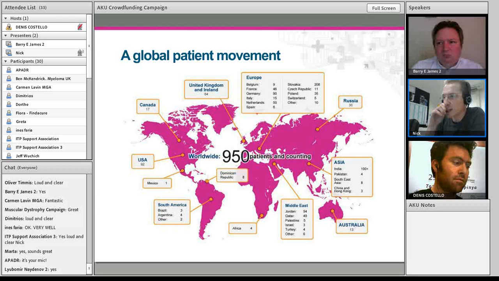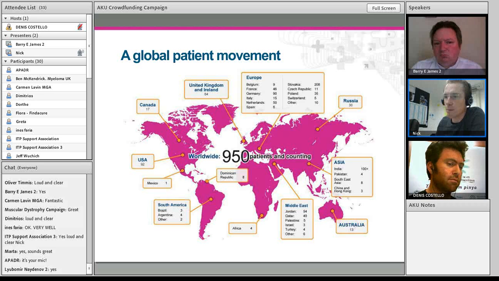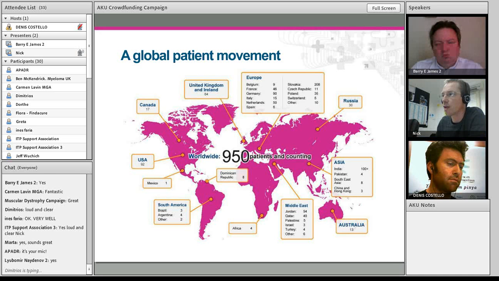So we've created a global patient movement. We have AKU societies now around the world, which are independent patient-led societies in different countries, so we don't have an overarching federation, they're all independent. And we did a big patient identification campaign around the world to identify all these different patients with hotspots in places like India and Slovakia and Jordan and Qatar, etc.